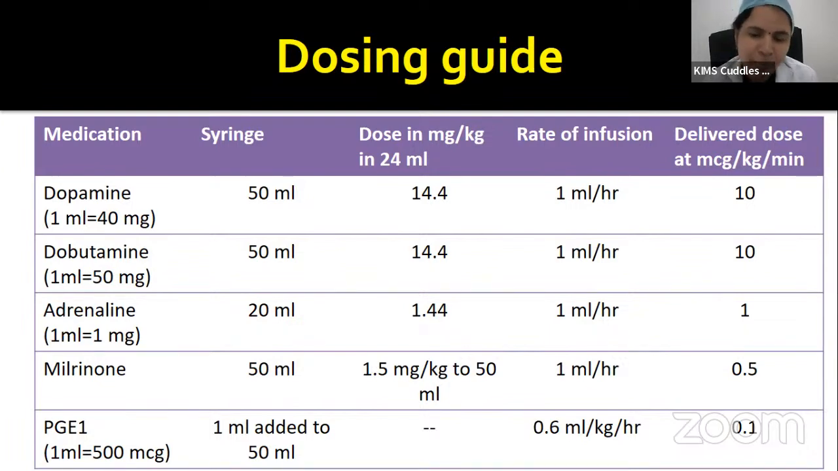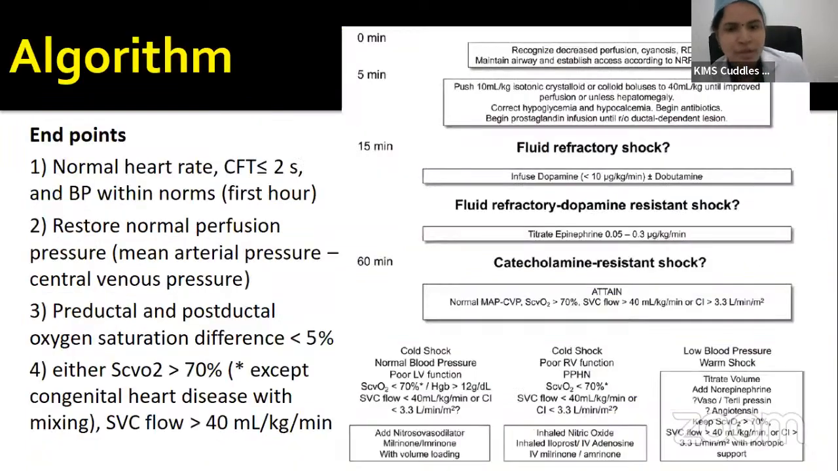And if it is run at 1 ml per hour, we will be giving 1 mic per kg per minute. So finally, summarizing an algorithm for the management of shock. The endpoints are achieving normal heart rate, normal capillary refill time and blood pressure, and to restore normal perfusion, the difference of mean arterial pressure minus the CVP, and to also achieve pre-ductal post-ductal saturation difference, which is below 5%. And if you are able to measure the mixed venous saturation level, the mixed venous saturation must at least be more than 70%.